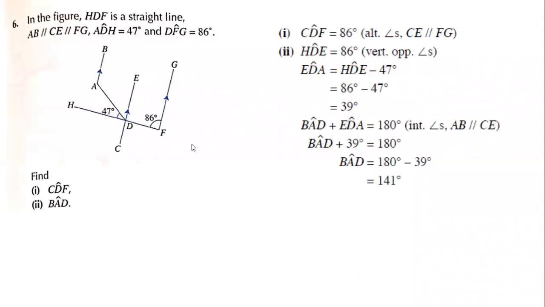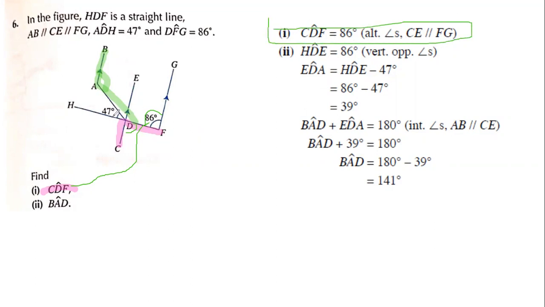Okay, let's do this again. In this figure, we need to find the angle CDF, this angle, and BAD, which, let me change the color, green, BAD, which is B, A, D, this angle. So we can clearly see that the angle here, which is 86, is an alternate angle to this, which is 86. So we have found the value of CDF, which is 86 degrees, and it is done right here. Let's see.